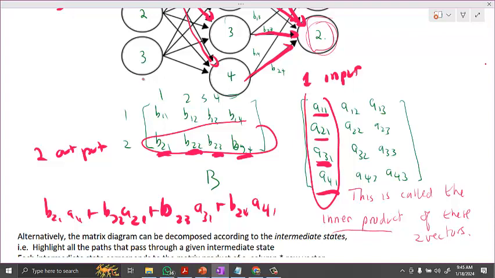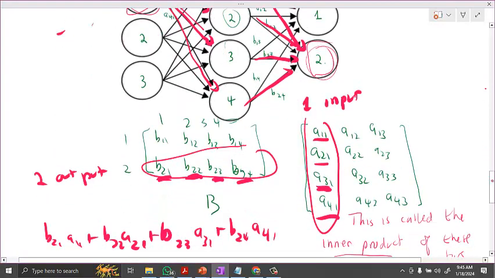So what I can say is that every entry of the product matrix is an inner product of a row vector and a column vector. Let me just summarize that down below.